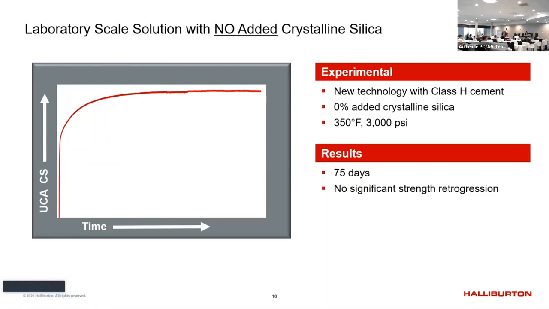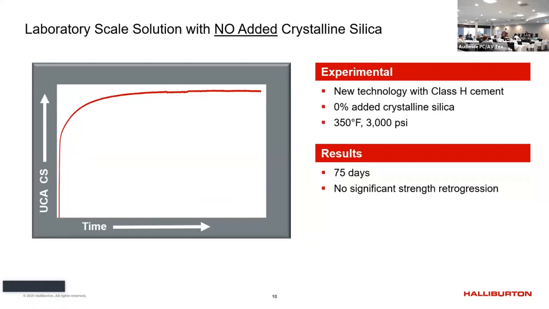So this is one of our best laboratory scale attempts. And what we did here is we had the same class H cement. We used our new way to formulate these things with certain types of silicas. None of it being crystalline, of course. Same conditions. Ran this one actually out to 75 days, which is when we lost power. We were shooting for 90 days, but ended up at 75 days. And at that point, there was no significant strength retrogression at all.